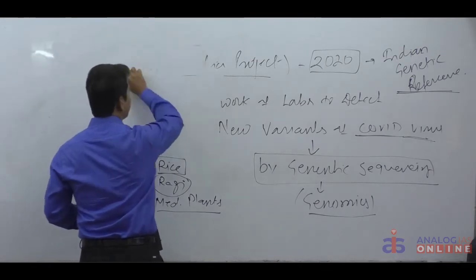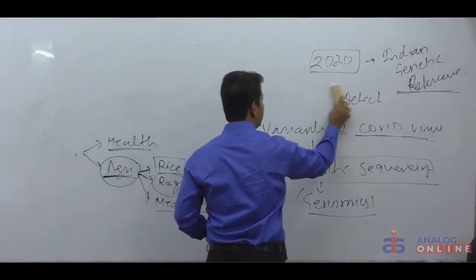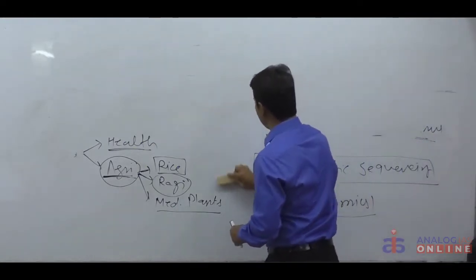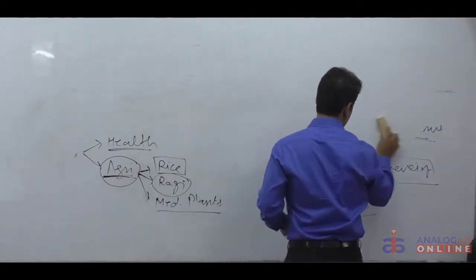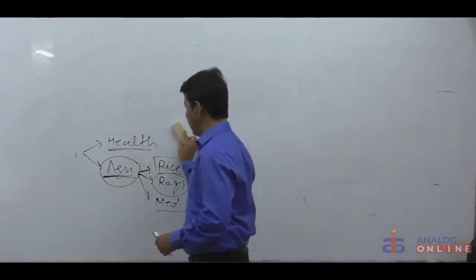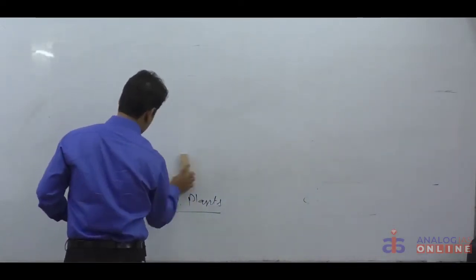But then do not get confused. It's not been approved by GEAC for commercial cultivation. That means still in India there is only one crop which is being grown. That is BT cotton. The rest of the things that we talk about are under field trial, under experiment, under laboratory trial.